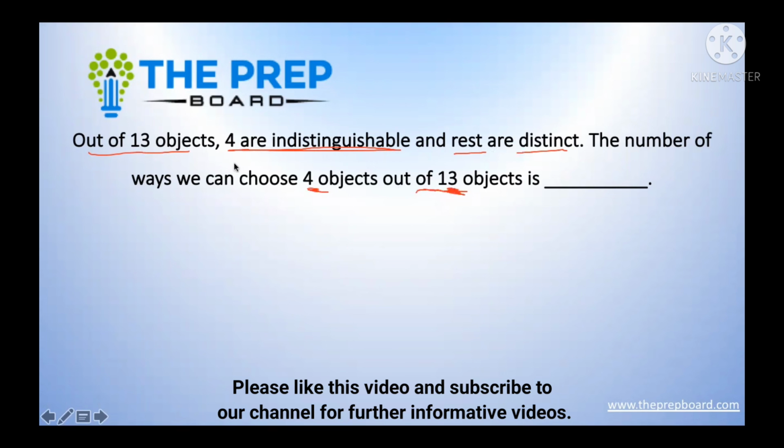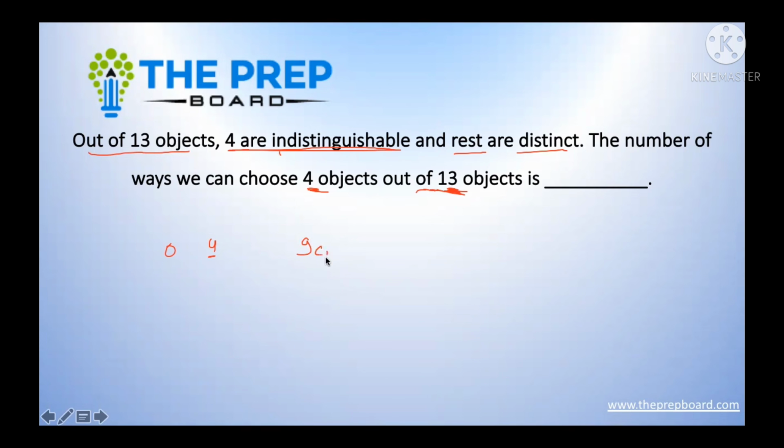So what is the possibility that we choose 0 indistinguishable articles and 4 distinct objects? Out of 9 distinct, we need to select 4. So 9C4, because order does not matter here. Now, if we take one item out of 4 identical items and 3 distinct, there is only one way to choose the identical one because all 4 are identical, and for the 3 we have 9C3 ways.